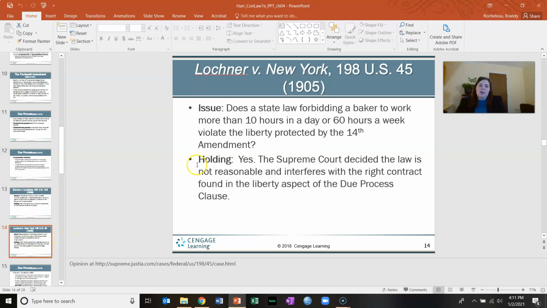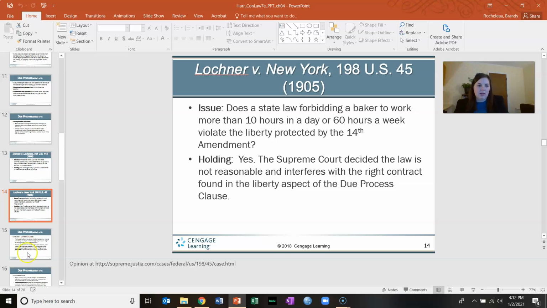Lochner versus New York: did state laws forbidding a baker to work more than 10 hours a day or 60 hours a week violate the Fourteenth Amendment? The Supreme Court said yes, because it does interfere. The right to a contract is a liberty, and the right to have a contract with more hours interferes with the due process clause.